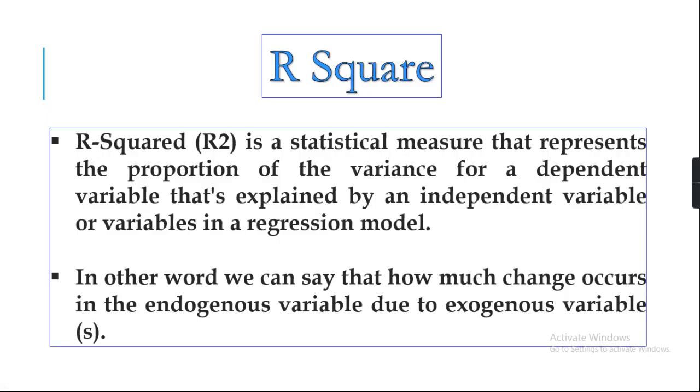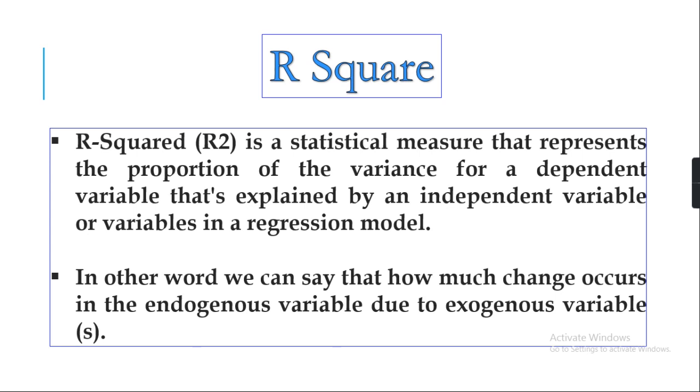R square is a statistical measure that represents the proportion of the variance for a dependent variable that is explained by an independent variable or variables in a regression model. Or in simple words, we can say how much change occurs in the endogenous variable, which is basically a dependent variable, due to the exogenous variable, which is basically an independent variable or more than one variable. So the concept of R square is how much change can be accounted for in the dependent variable due to one or more independent variables.